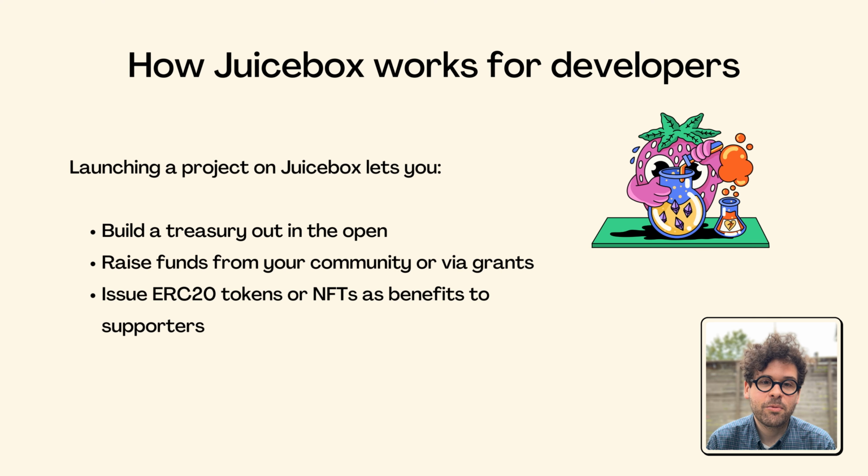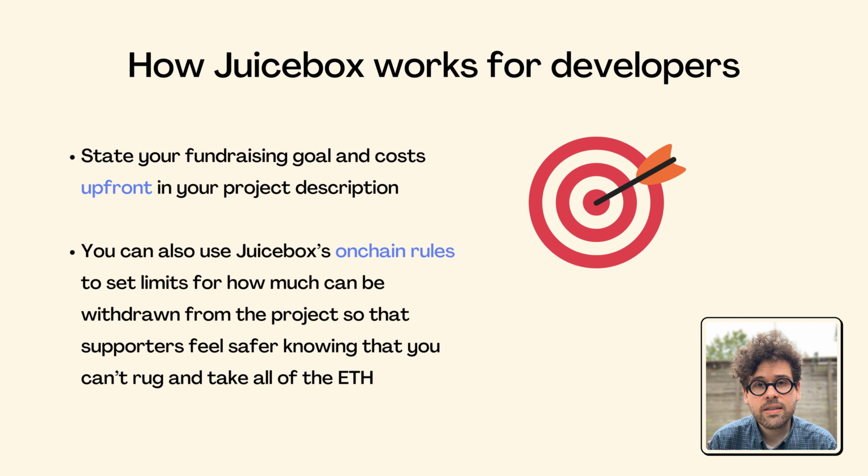So, how does Juicebox work for open source software? Launching a project on Juicebox lets you build a treasury out in the open, raise funds from your community or via grants, and issue ERC20 tokens or NFTs as benefits to supporters. In addition to introducing your project and the story behind what you're building, consider stating your fundraising goal and costs upfront in your project description. You can also use Juicebox's onchain rules to set limits for how much can be withdrawn from the project so that supporters feel safer knowing that you can't rug and take all of the ETH.